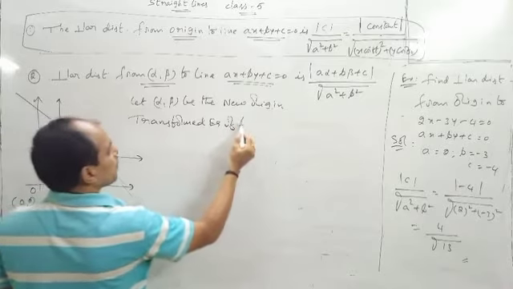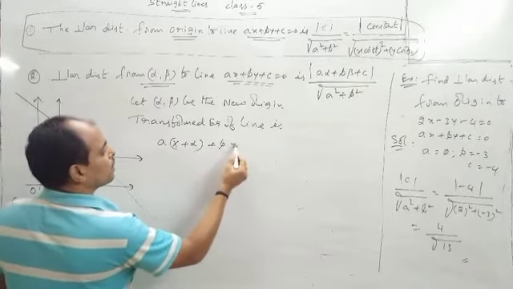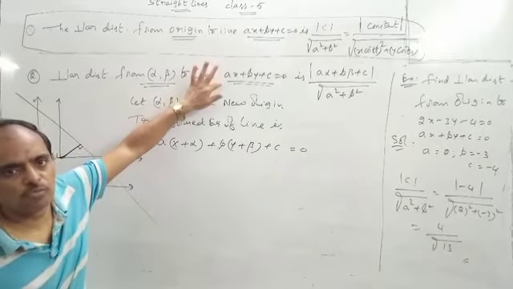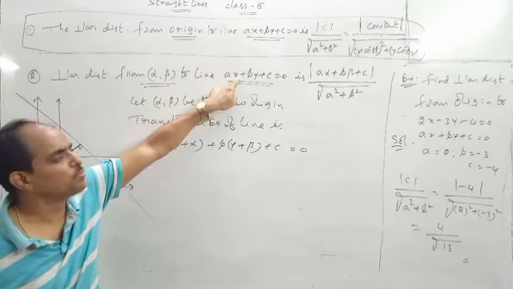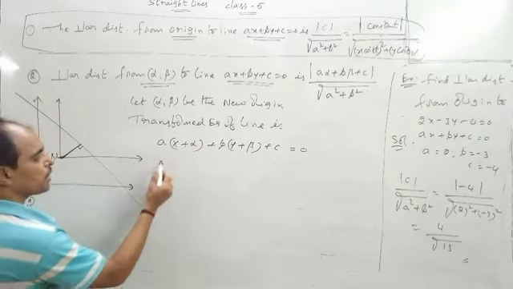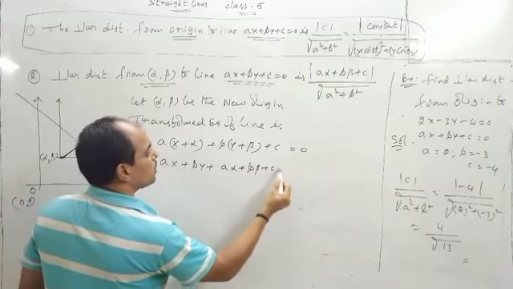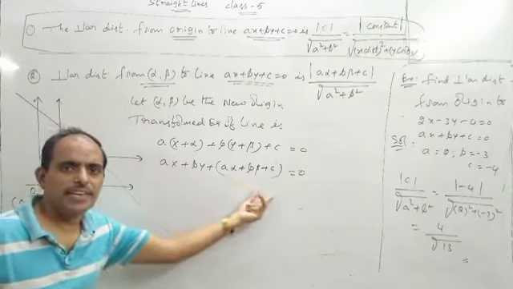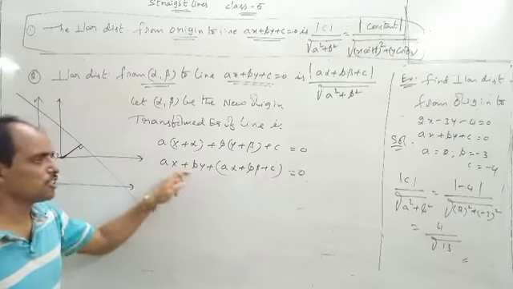Transformed equation of line is a into x plus alpha plus b into y plus beta plus c is equal to 0. This is the original equation. We are going to find a transformed equation, new equation. So we have to replace small x is equal to capital X plus alpha and small y is equal to capital Y plus beta. Next you write like aX plus bY plus a alpha plus b beta plus c is equal to 0. So this is the new line, transformed line.